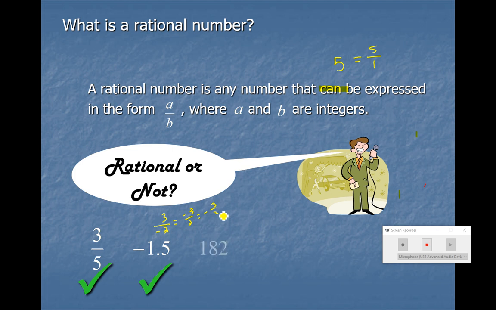What about 182? Could you express that as a over b as a fraction? Yes, I could just put that over 1, just like I did there. That one also could be a rational number. These are what rational numbers are.